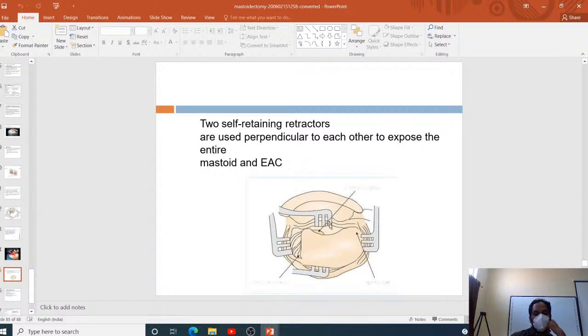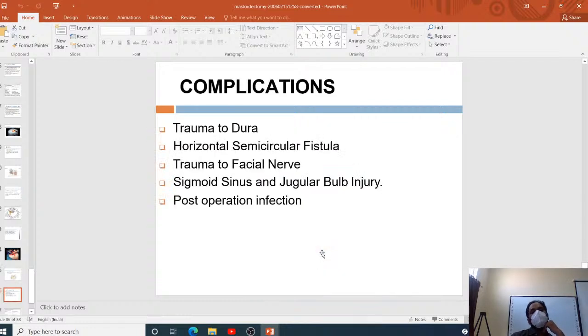And for this mastoid bone, once it is exposed, you need to place two sets of self-retaining retractors perpendicular to each other to expose the mastoid and external canal. The most important complications of this mastoidectomy could be trauma to the dura, horizontal semicircular canal fistula, trauma to facial nerve, sigmoid sinus and jugular bulb injury, and postoperative infections.